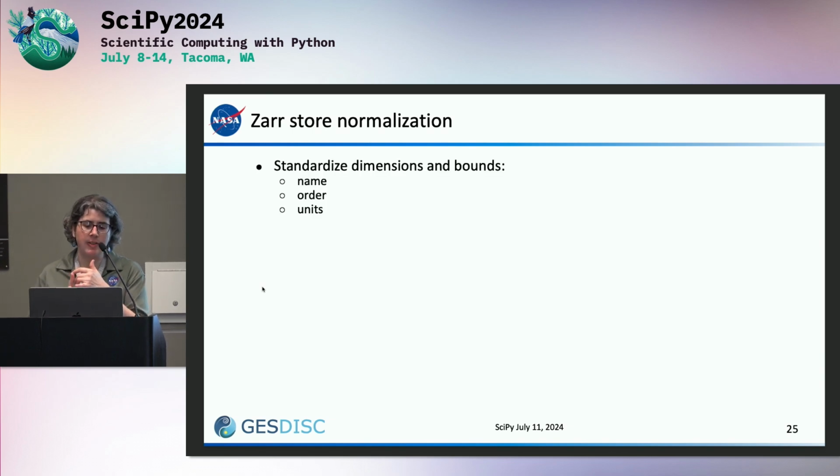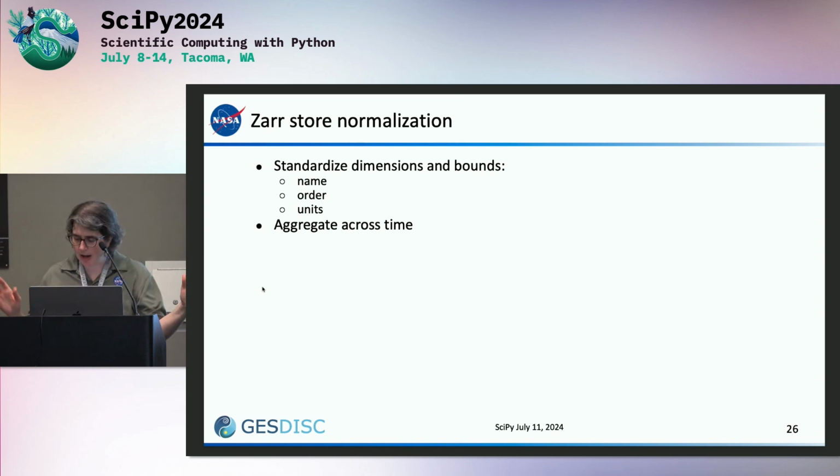So the first thing we do is that we standardize the dimensions and the bounds. We standardize the name of those dimensions, we standardize the order, we standardize the units so that our algorithms don't have to muck with any of that stuff. And then we aggregate the whole thing across time.